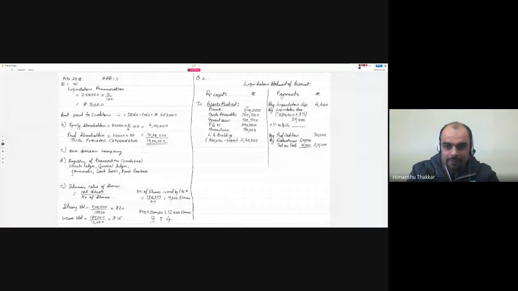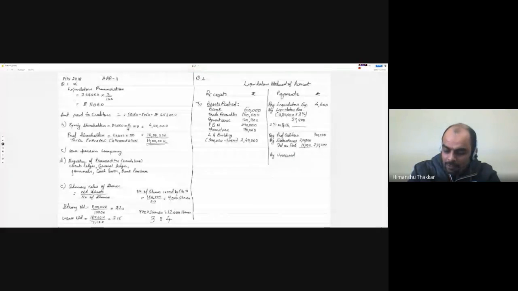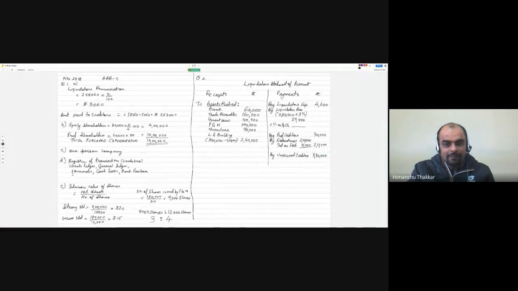Is it okay? Understood? Next in the order, who will be paid next? You have paid the debenture holders as well. As per the order, who comes next? Unsecured creditors. We have paid secured creditors, we have paid preferential creditors. It's time to pay unsecured creditors. That amount we already know, 4 lakh minus 30,000. So 3 lakh 70,000 are the remaining creditors, which are unsecured creditors.